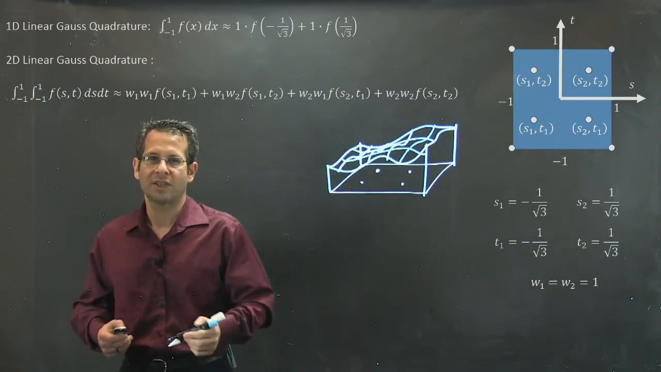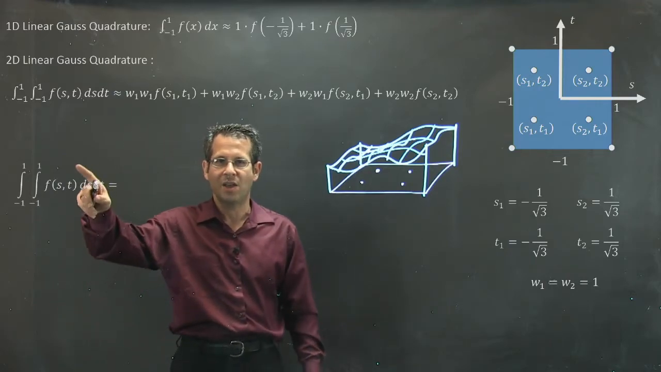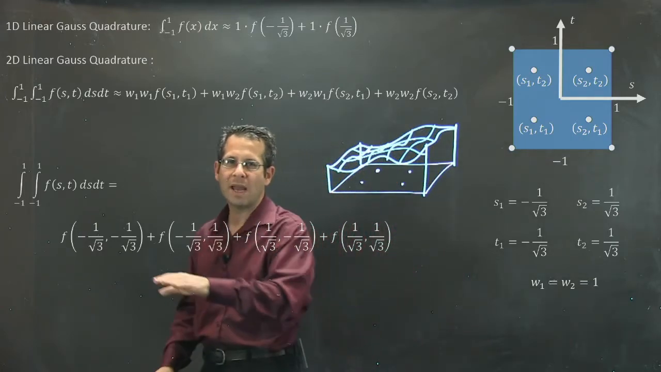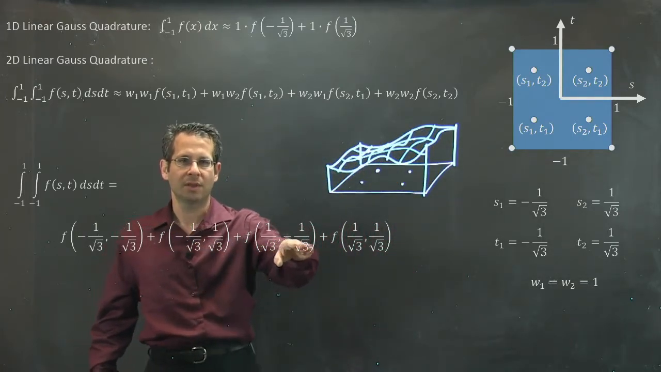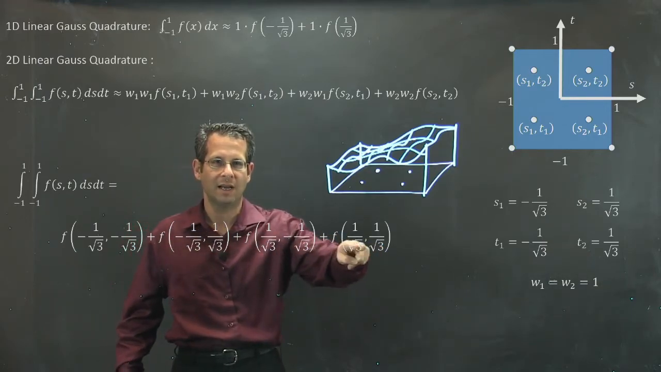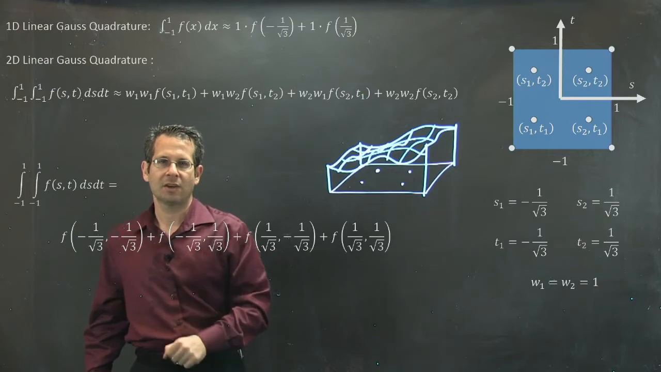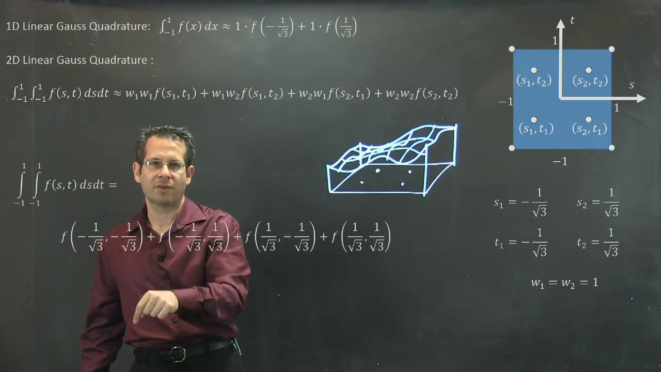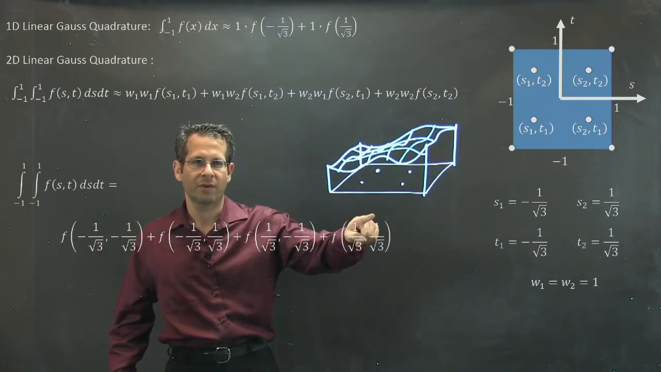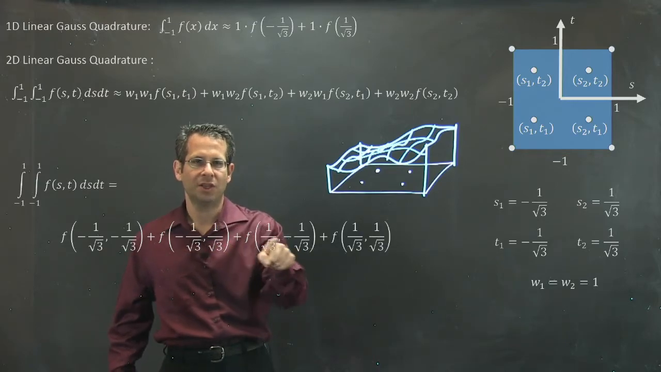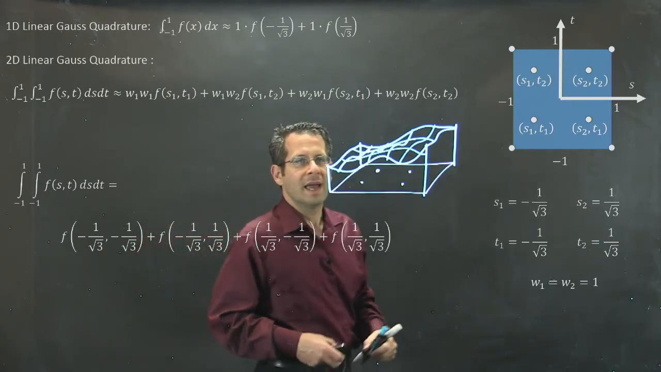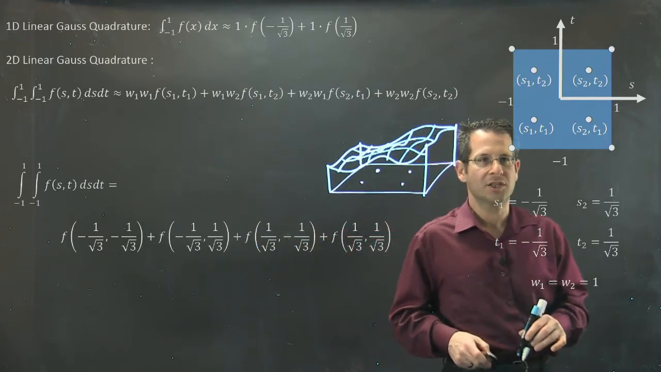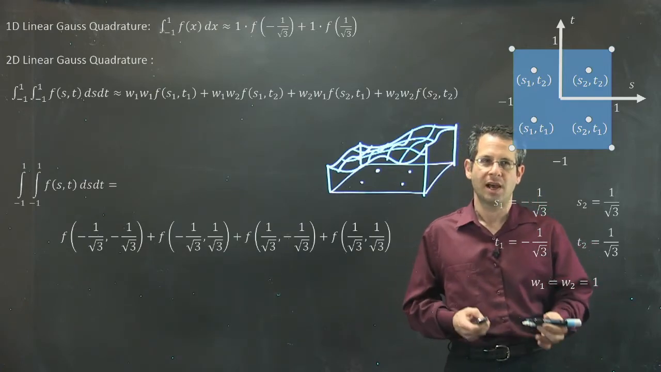As a result, our formulation to evaluate this integral in two-dimensional space simply turns out to be to evaluate the function 4 times, and sum up these evaluations together, evaluating at negative 1 over the square root of 3, negative 1 over the square root of 3, positive 1 over the square root of 3, positive 1 over the square root of 3, and the two inner combinations. In our next video, I'll discuss how to apply this formulation to the isoparametric formulation that we derived in the previous lecture.